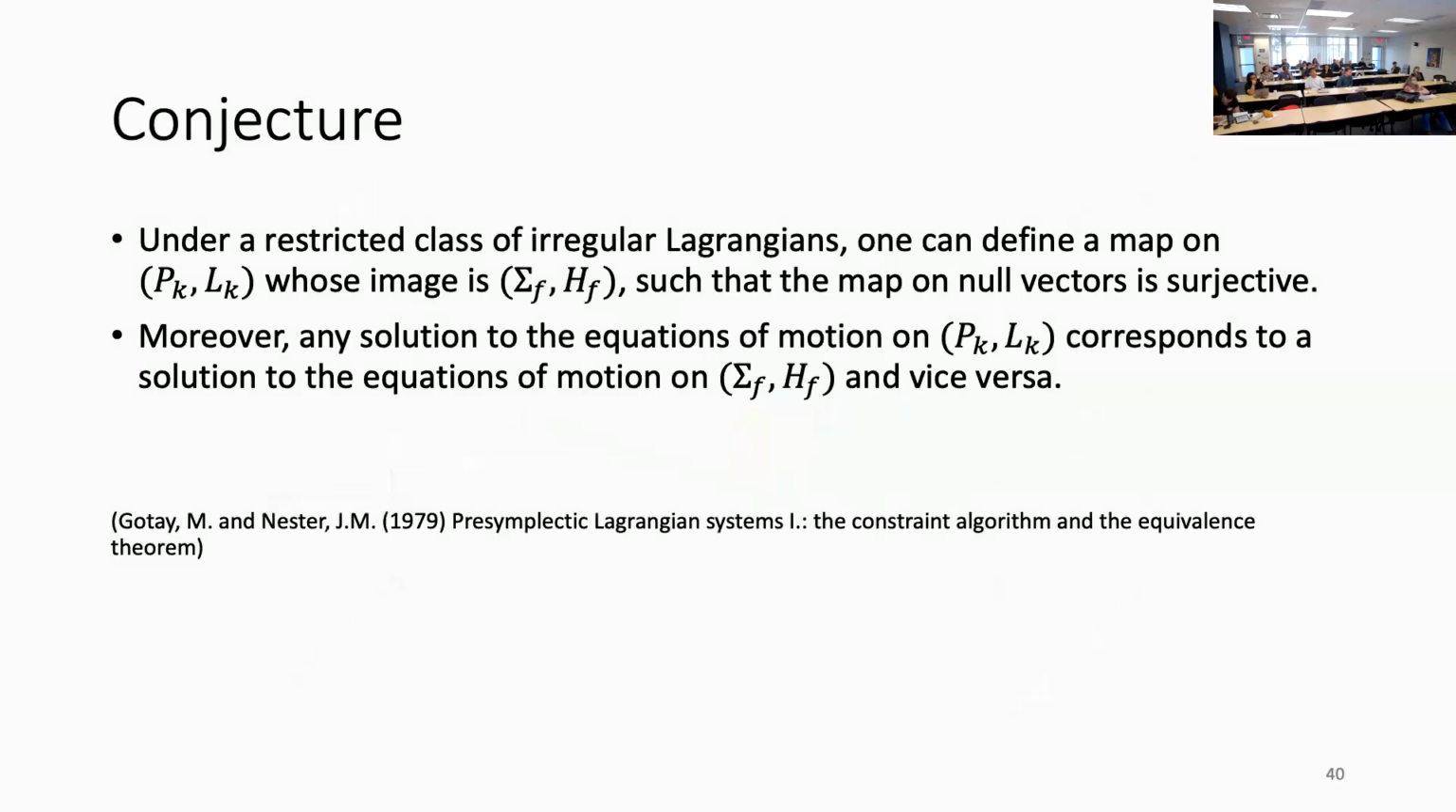So at least I conjecture that under a restricted class of these irregular Lagrangians, one can define some map from this Lagrangian constraint surface to this final Hamiltonian constraint surface that maps the null vectors of the Lagrangian side to ones on the Hamiltonian side. And moreover, that any equations of motion on the Lagrangian side correspond to a solution on the Hamiltonian side, and vice versa. Now, I don't have a full proof for this.